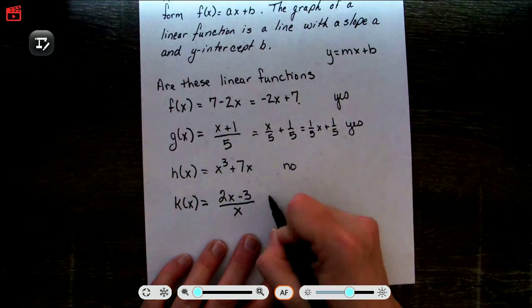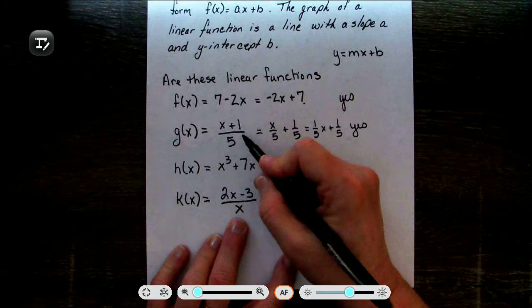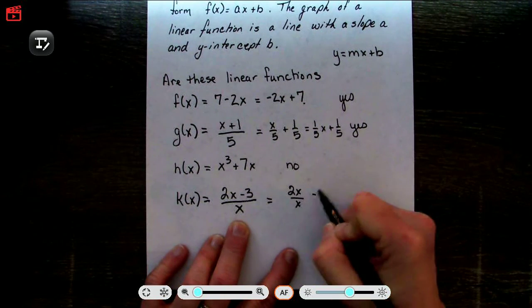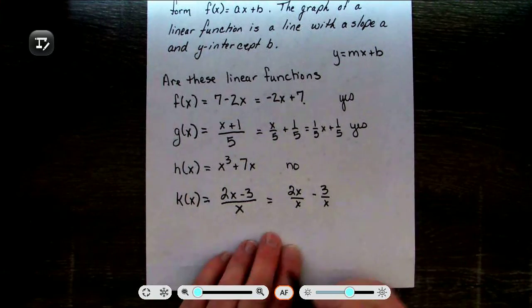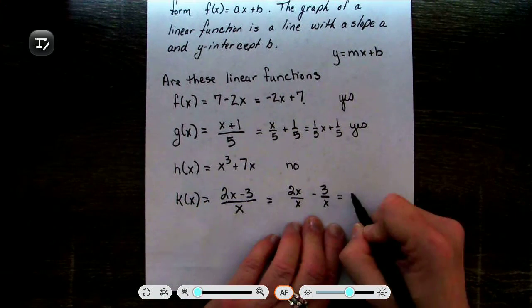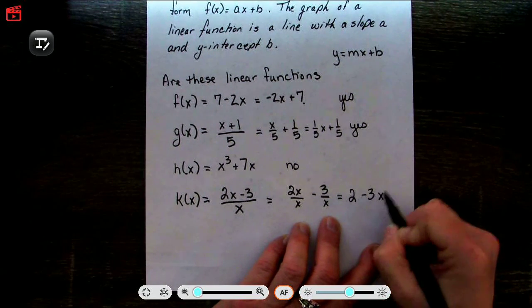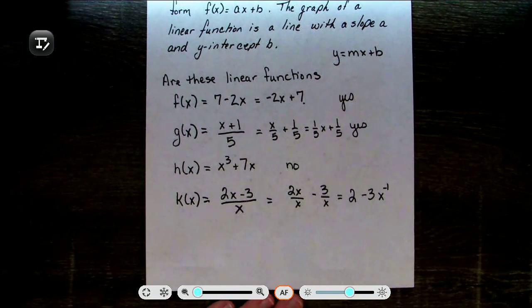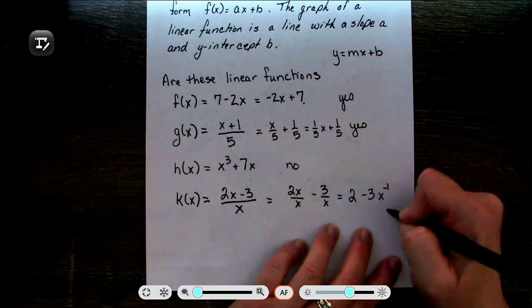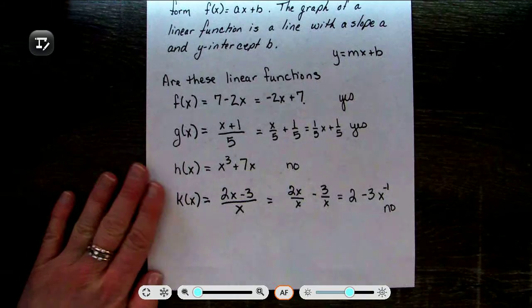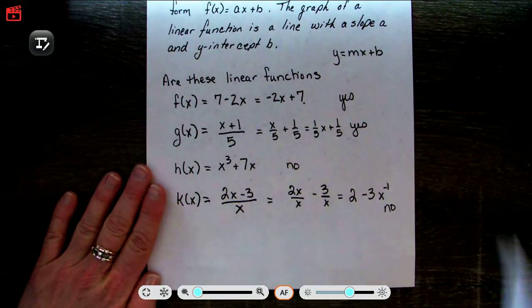This one we could try to start, like we did the previous one. We could write this as 2x over x minus 3 over x, which I could write as, well, that would just be 2. And then I could write this as 3x to the negative first power. But again, this is not a linear function, because a linear function has to have an x to the first power. So that one is also no.